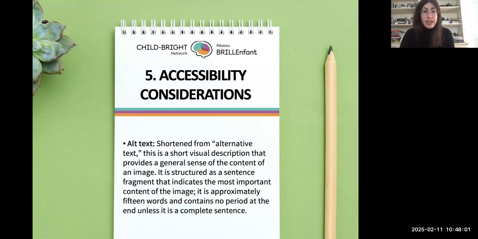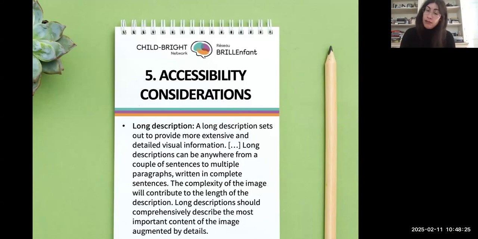This is taken from the Cooper-Hewitt image description guidelines. Alt text means a short visual description that provides a general sense of the content of an image. It's a sentence fragment that indicates the most important content of the image, approximately 15 words, and contains no period at the end unless it is a complete sentence.